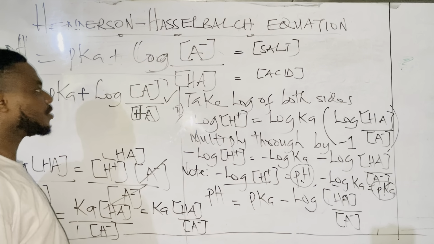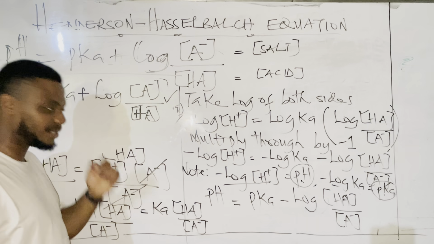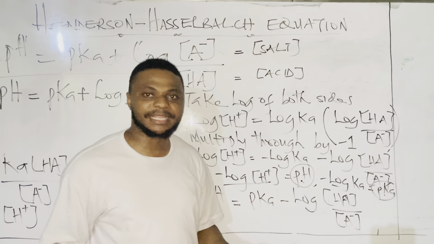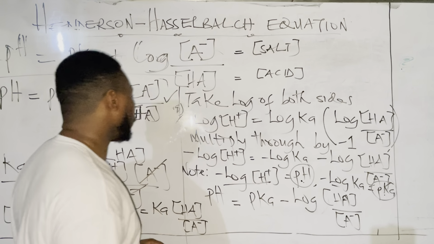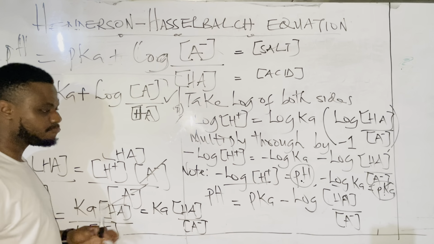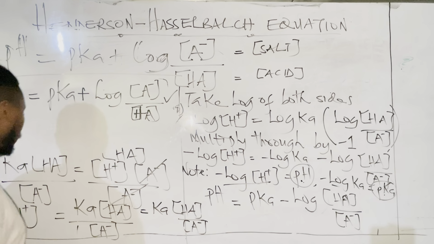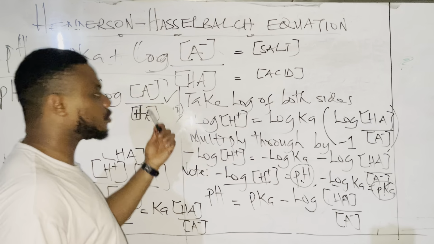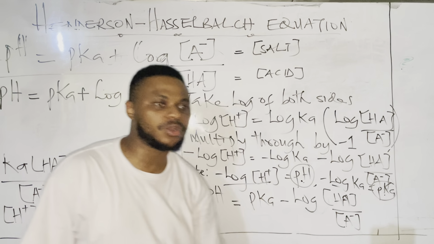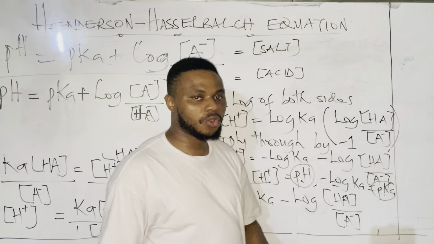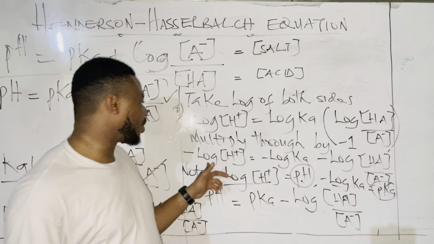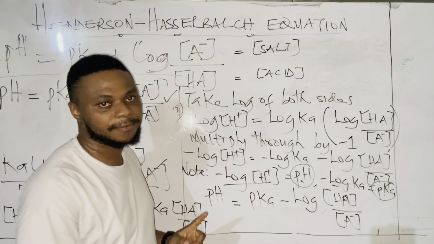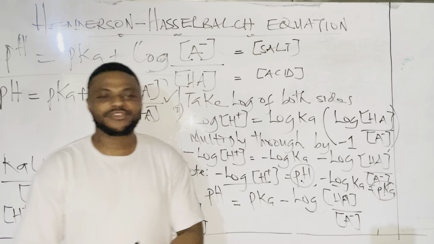So it's very simple. The first thing you have to do is state the equation. After stating the equation, you write the acid dissociation constant expression. After that, you cross multiply to make H plus the subject of the formula. Then after that, you take the log of both sides, multiply through by minus 1, and write your expression. You have to take note that minus log H plus is pH, minus log Ka is pKa. So take note of that.